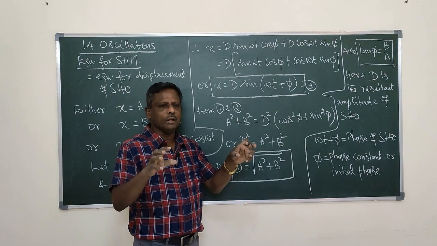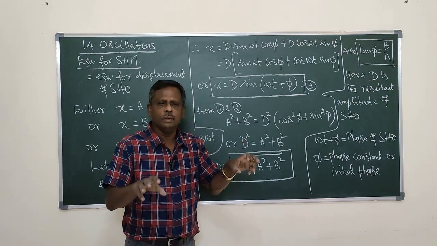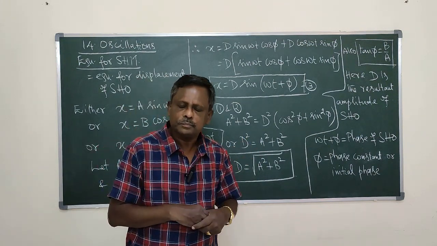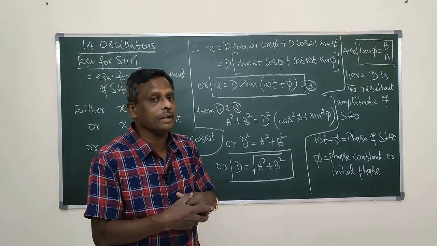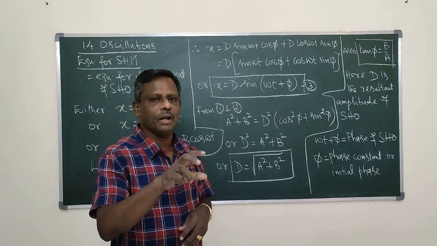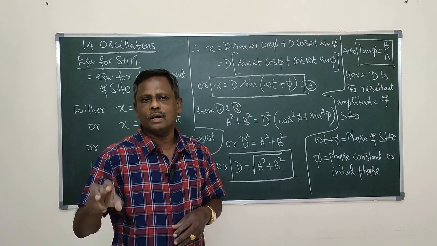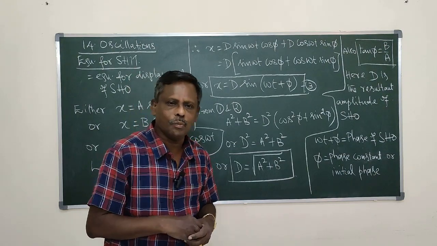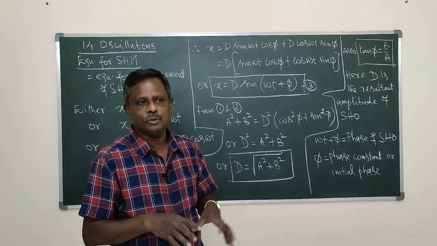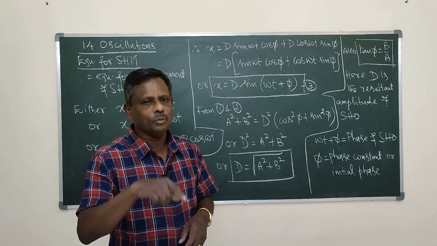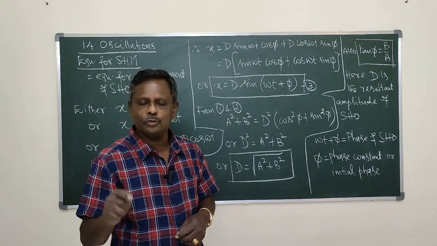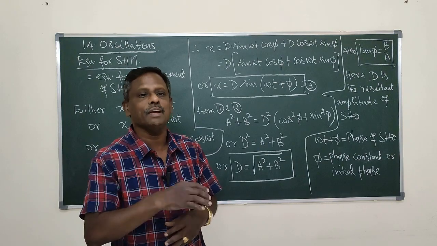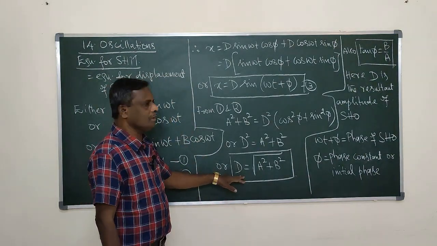So when you combine two simple harmonic motions, the resultant amplitude can be calculated like this. For example, we have two simple harmonic motions, one with amplitude equal to 3 centimeter, the other with amplitude equal to 4 centimeter. When you combine them, what is the resultant amplitude? Square root of 3 square plus 4 square, which is the square root of 5 square. How much is it? 5 centimeter. So we get a resultant amplitude of 5 centimeter.